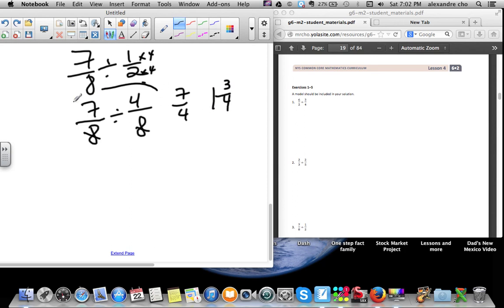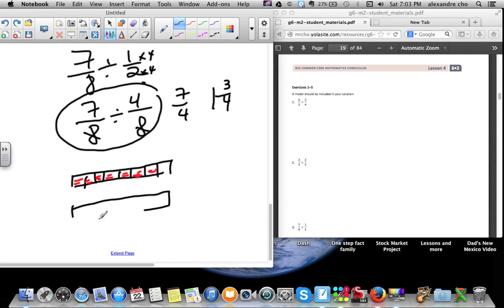Okay. Much easier, though, is also to draw 7/8 divided by 4/8 than to draw 7/8 divided by a half and then have to cut the half into 8. Okay, this one's a much more direct approach. So here you have something that's cut into 8, and you have 7 pieces. 1, 2, 3, 4, 5, 6, 7. So that's 7/8, and this is 4/8. 1, 2, 3, 4, 5, 6, 7, 8. And you have 4. 1, 2, 3, 4.